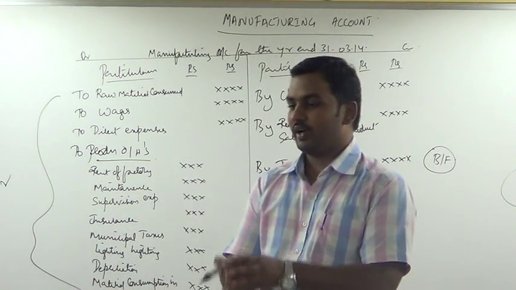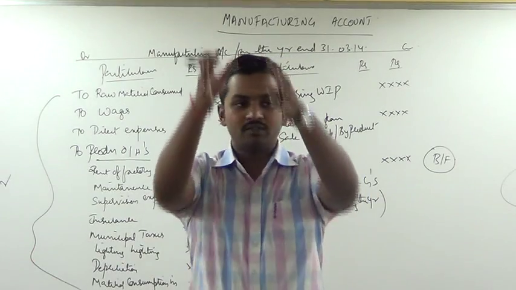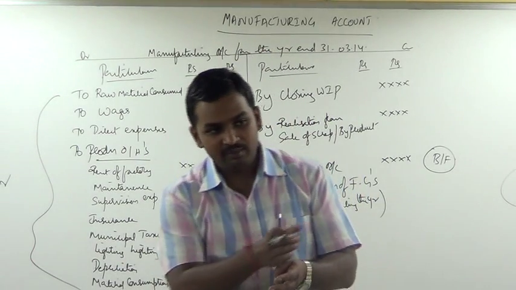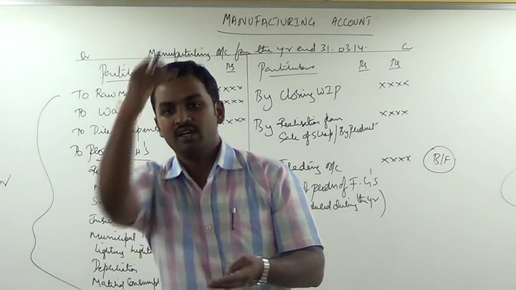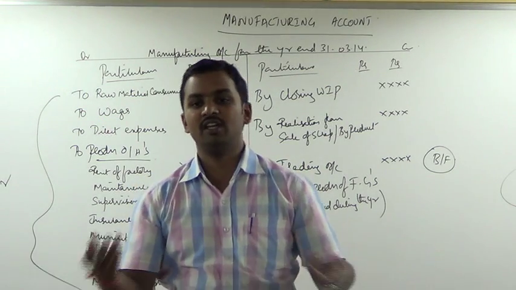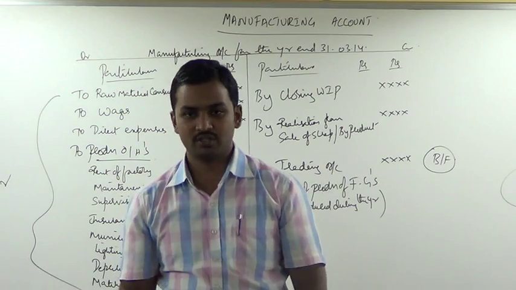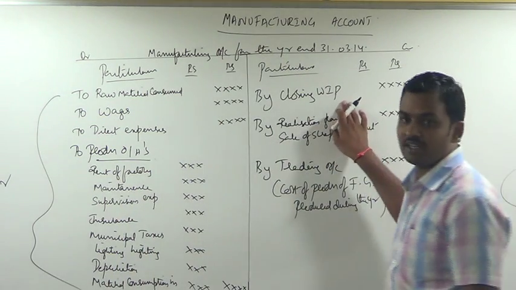Okay. If you want to arrive at cost of production, out of the cost incurred during the current year, eliminate, remove the cost incurred on closing work in progress. The remaining expenditure is automatically incurred on production of finished goods. That is why we credit closing work in progress.